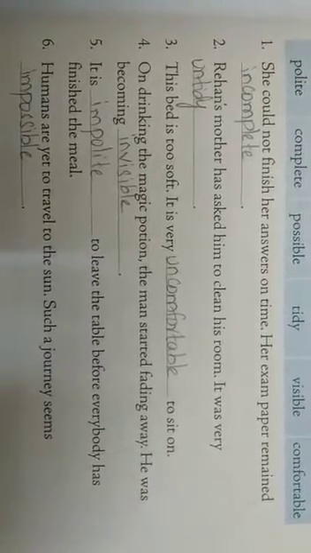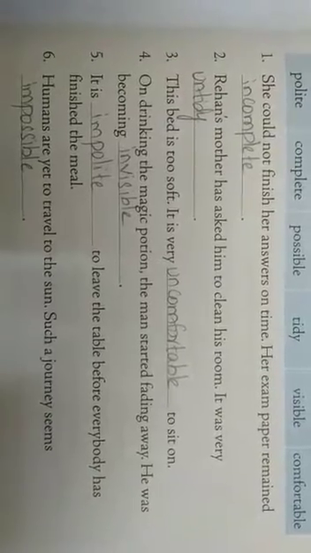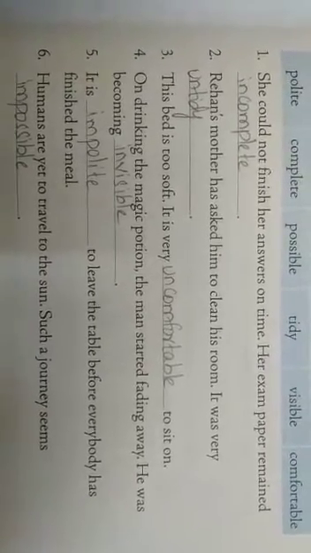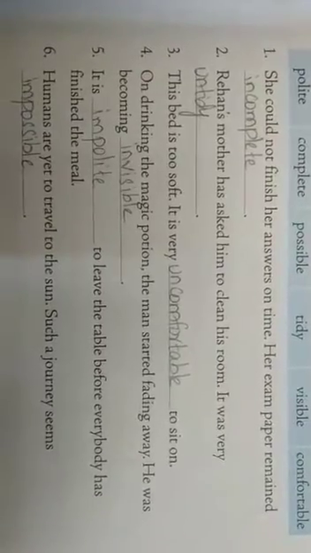First one, she could not finish her answers on time. Her exam paper remained dash, which was not completed. Do we have such a word in the box? We have the word complete, so we add in to that. It becomes the opposite of complete. It becomes incomplete. She could not finish her answers on time. Her exam paper remained incomplete.